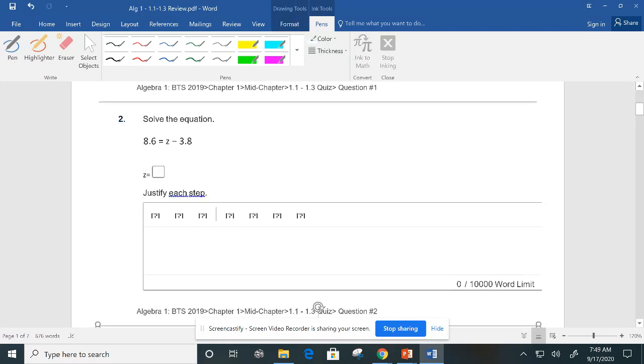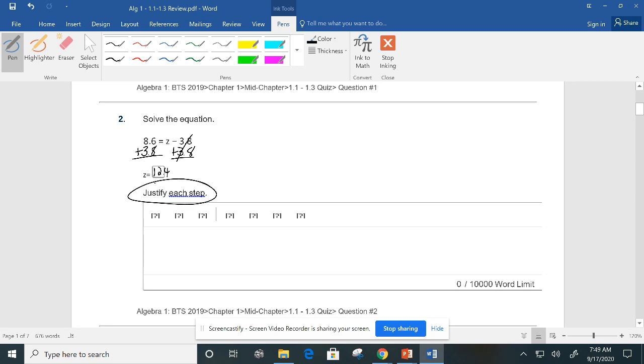Next question, again, another pretty basic equation here. We're just dealing with some decimals. So I want to get that z by itself. So I'm going to add that 3.8 to both sides. 8.6 plus 3.8 is going to get me 12.4 as my solution.